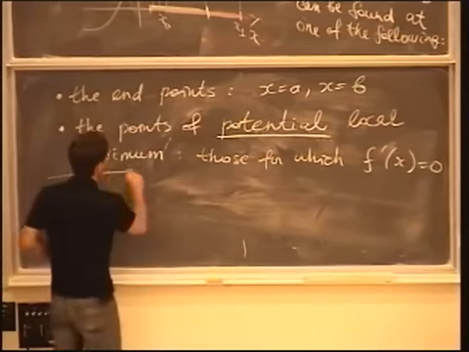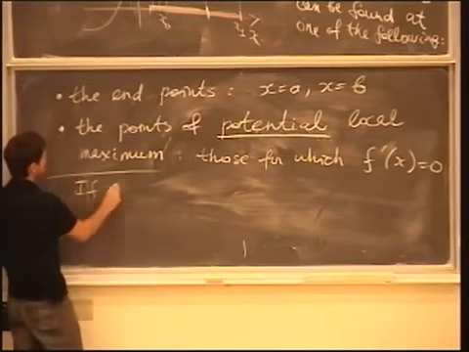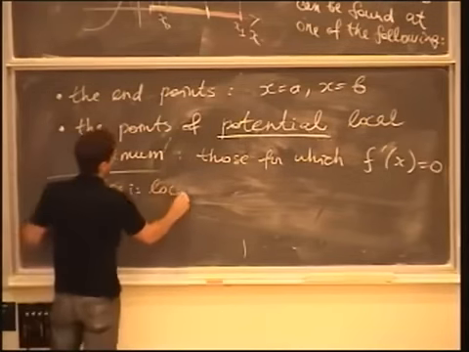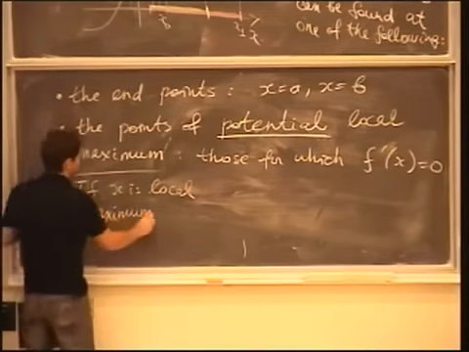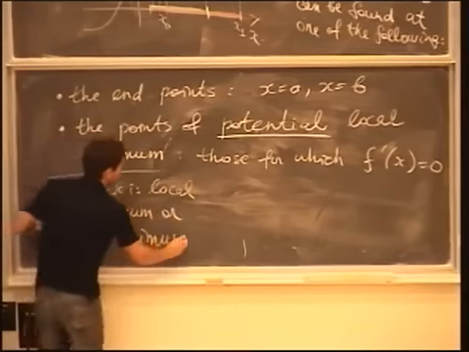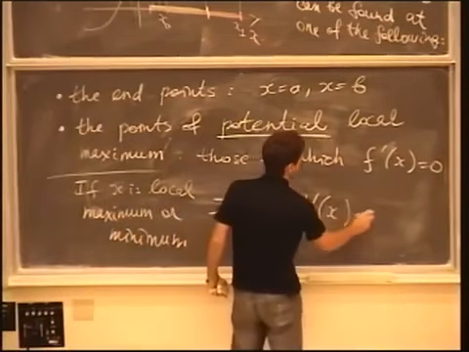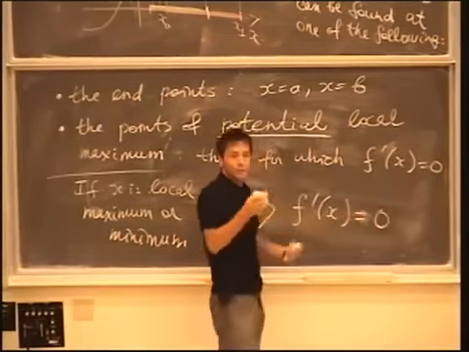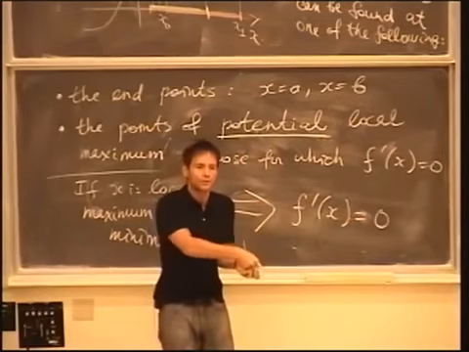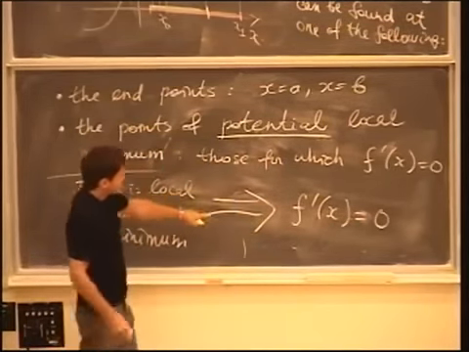In other words, if the point x is a local maximum or minimum, then the derivative is 0. I will explain this because the slope has to be 0. If it's a maximum or minimum, the slope has to be 0. If the slope is non-zero, it means you can increase or decrease the value by moving a little bit away from the point. So this is true, but the converse is not true.